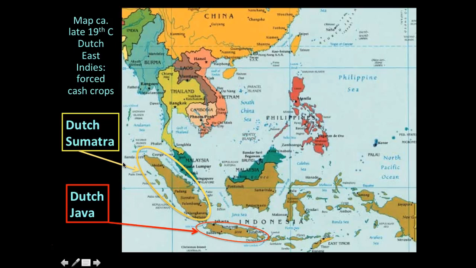So this map shows those islands, the Dutch islands of Sumatra in yellow and Java in red, and all of this is Indonesia. Just to put it into context, the Philippines were a U.S. colony, an American colony, and French Indochina was here, including Laos, Cambodia, and Vietnam. And down here in the Spice Islands, in Indonesia, in Dutch Sumatra and Dutch Java, for example, the Dutch forced the peasants to devote 20% of their land to cash crops, mainly coffee and sugar.